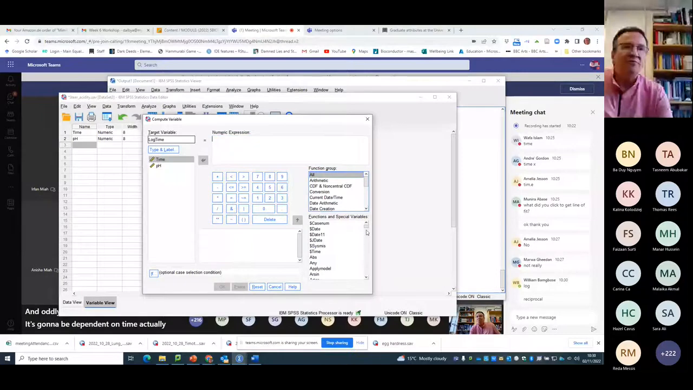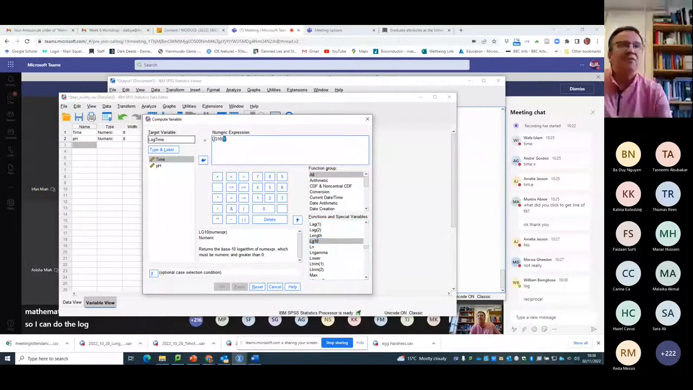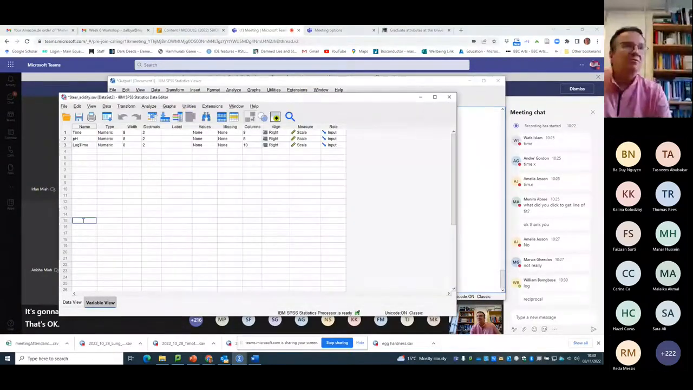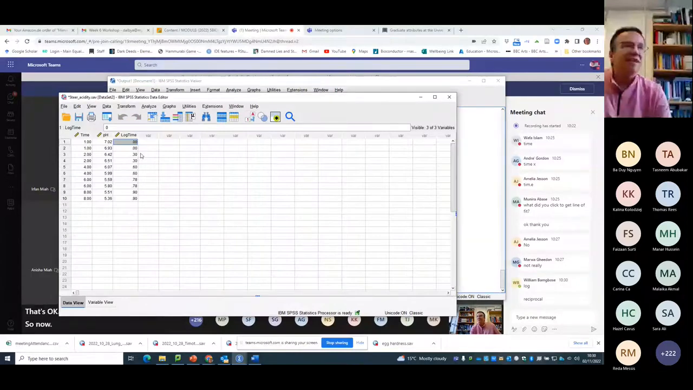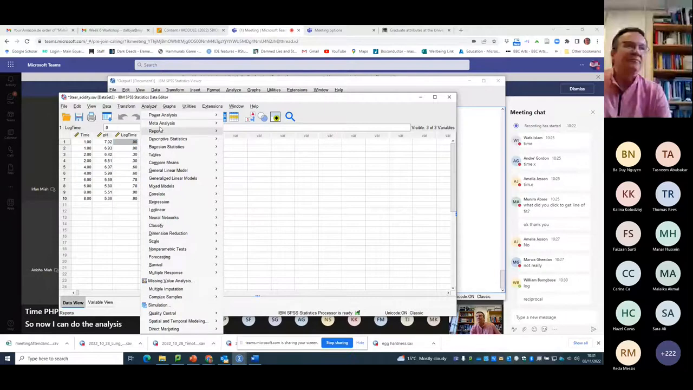If I bring up all of the mathematical functions and go down here, I can do the log 10. It puts a question mark and asks me which variable I want to put in. I want to put time in there. So it's now going to do the log 10 of time. Press OK. Now, when I go to my data, I have time, pH, log time. So now I can do the analysis again.